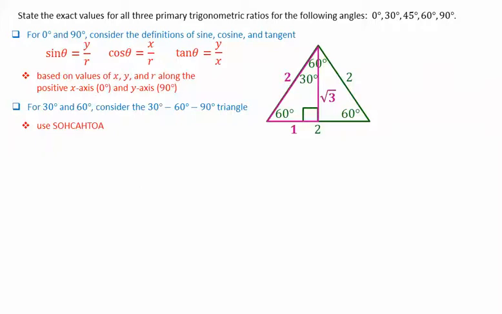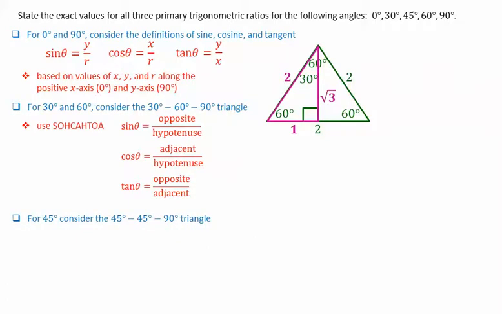We will then use SOHCAHTOA to figure out the trigonometric ratios using this 30, 60, 90 triangle. Sine equals opposite over hypotenuse, cosine equals adjacent over hypotenuse, and tangent equals opposite over adjacent.